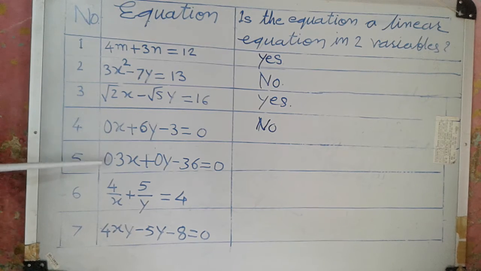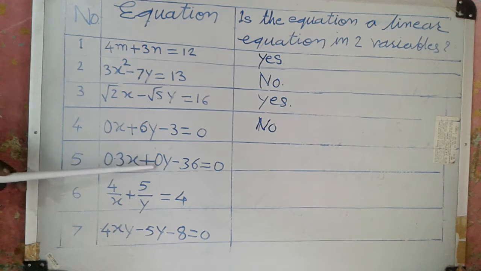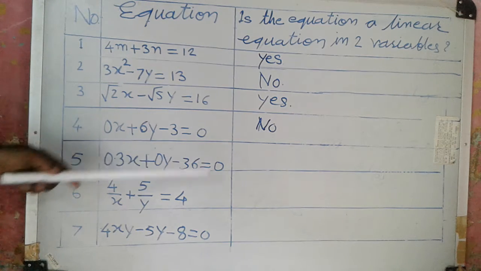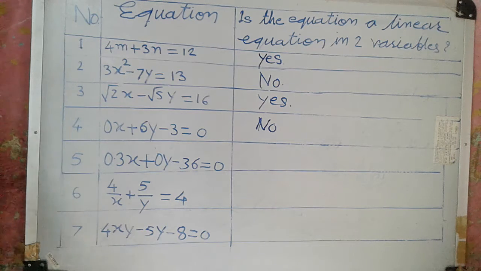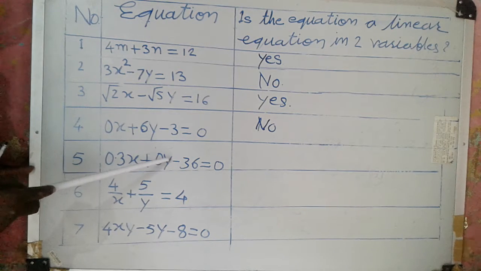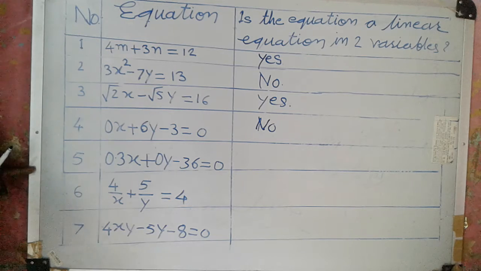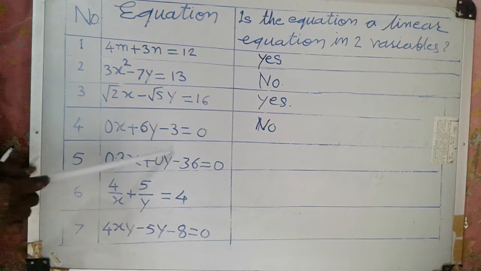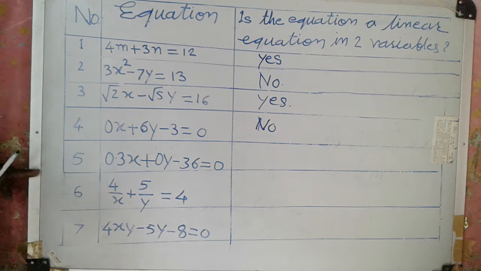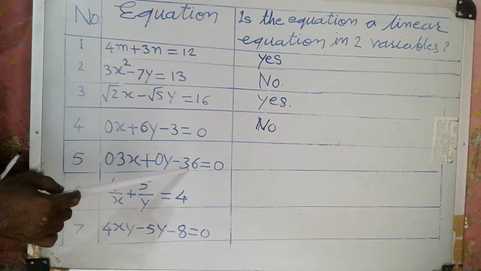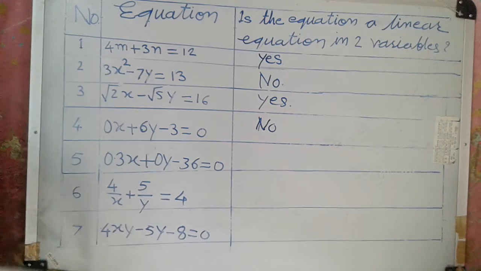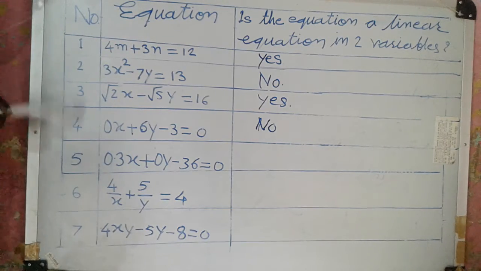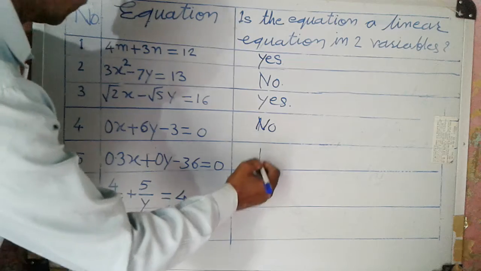Now, similarly 5, 0.3x plus 0y minus 36 is equal to 0. Here, the coefficient of variable y is 0. So 0 into y, we get this term equal to 0. So in this equation, only one variable remains. That means 0.3x minus 36 is equal to 0. This is also not a linear equation in two variables.